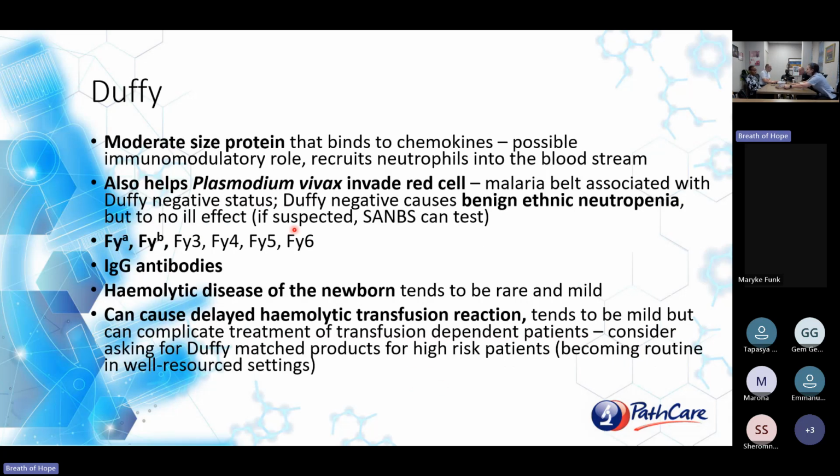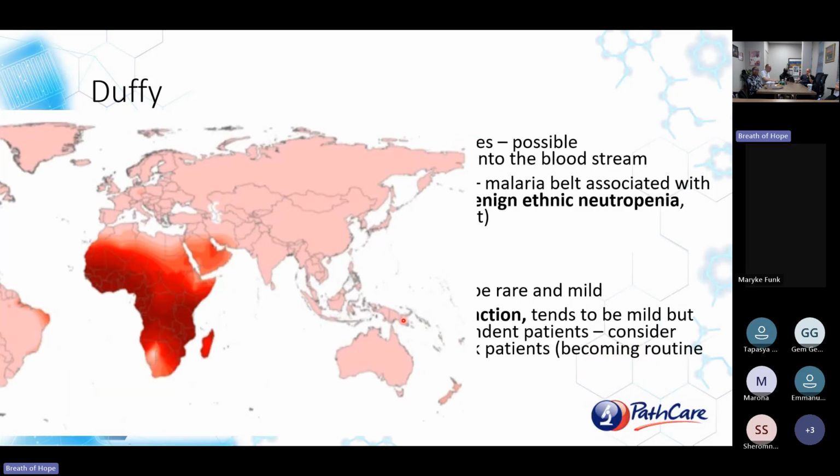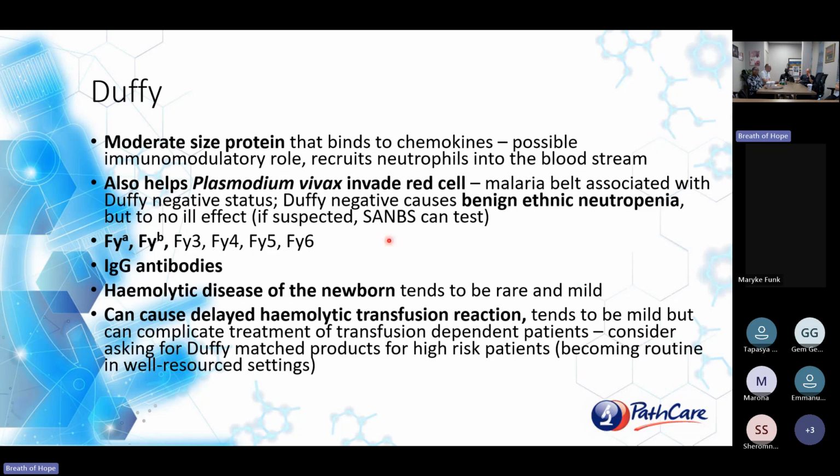Then you've got Duffy. It's a moderate-sized protein. It binds to chemokines. It recruits neutrophils into the bloodstream. It also helps Plasmodium vivax to invade the red cell. And so in the malaria belt, due to evolutionary pressure, you have up to 100% of patients being Duffy null in the high malaria zones. What is the clinical effect of that? It doesn't seem to have any adverse effect except that it causes benign ethnic neutropenia.